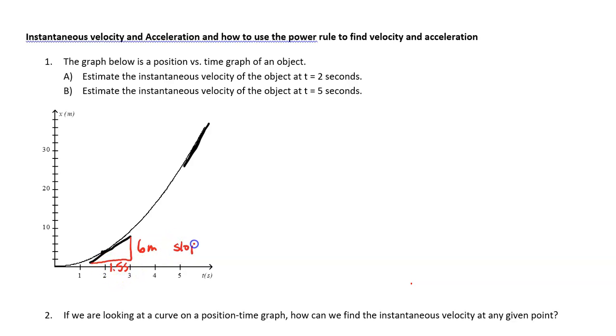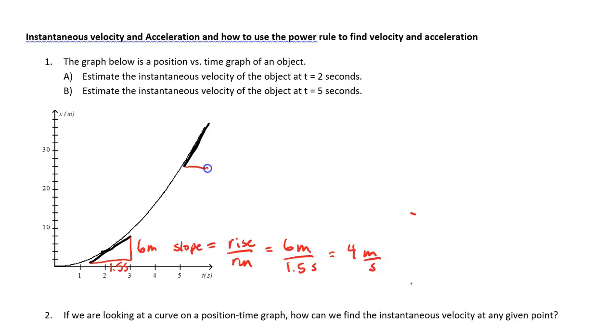So the slope again is rise over run. That is 6 meters over 1.5 seconds. And I use the units to help me too. So that looks like 4 meters per second, and I know meters per second is a unit that is appropriate for velocity.